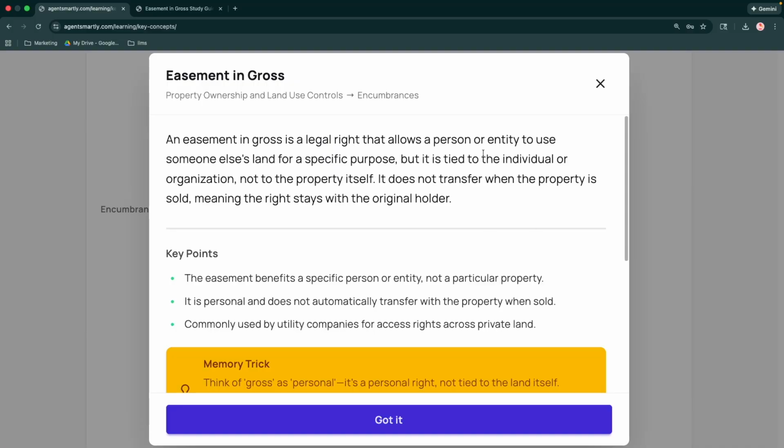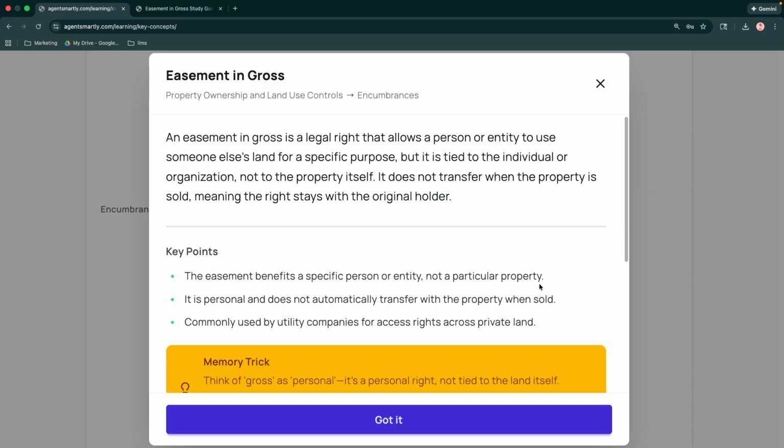So the keyword for the easement in gross is that usually it's a right tied to a person. It's not tied to the property. So it's tied to an individual or organization, but not the property itself. This is quite different from other types of easements. It doesn't transfer when the property is sold, meaning the rights stay with the original holder, the person, the individual we just mentioned earlier.